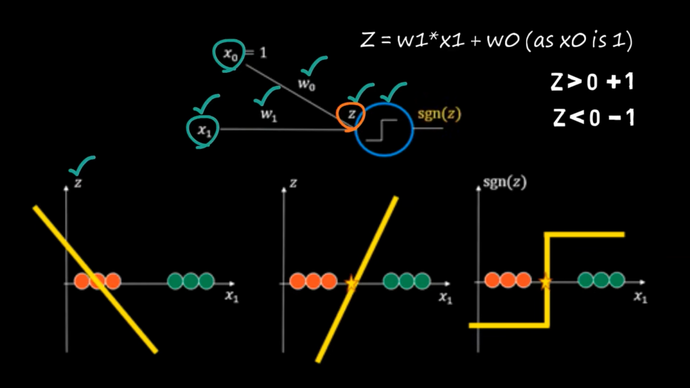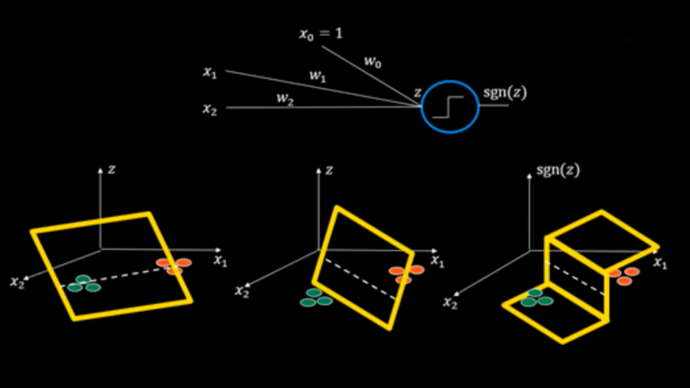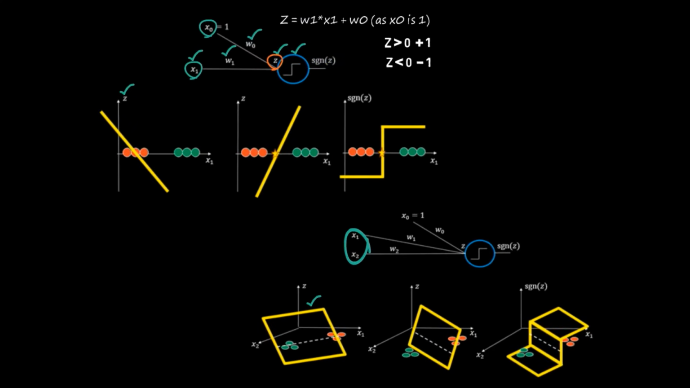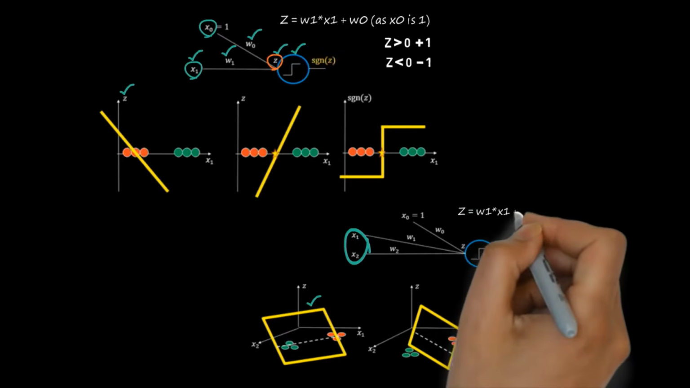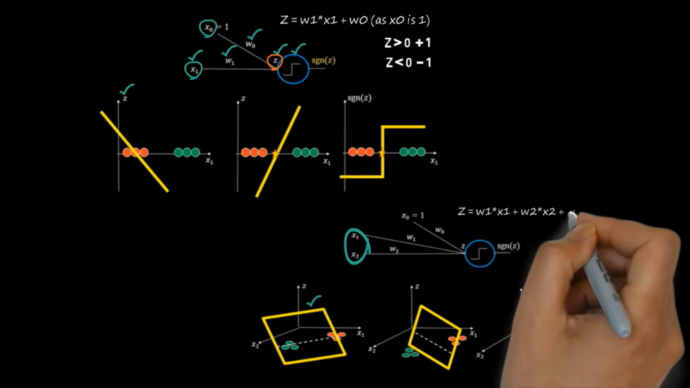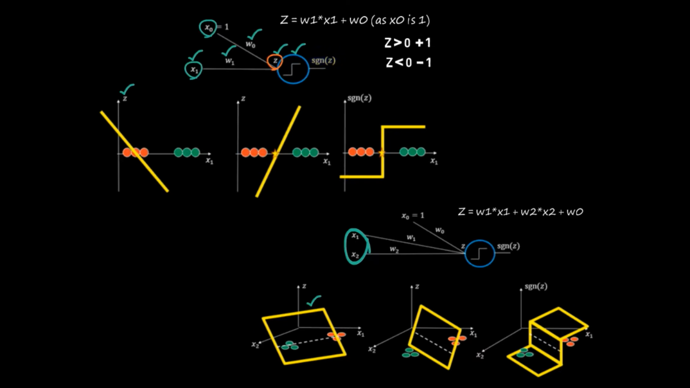Now, I was discussing in the previous class what will happen whenever we have 2D inputs. In this case, you will find that our input data is 2D. So now Z will become a plane. Instead of a line, Z has now become a plane. And Z is computed as W1 x1 plus W2 x2 plus W0, like this.